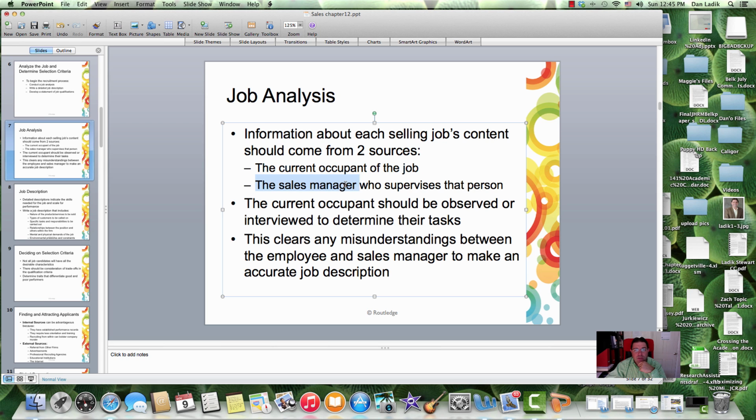So we have to rely on the sales manager, and we have to rely on, maybe a previous job description that was created for that particular job. And that could be tweaked. We're hoping that the current occupant is still around. This would help deal with any misunderstandings we may or may not have.